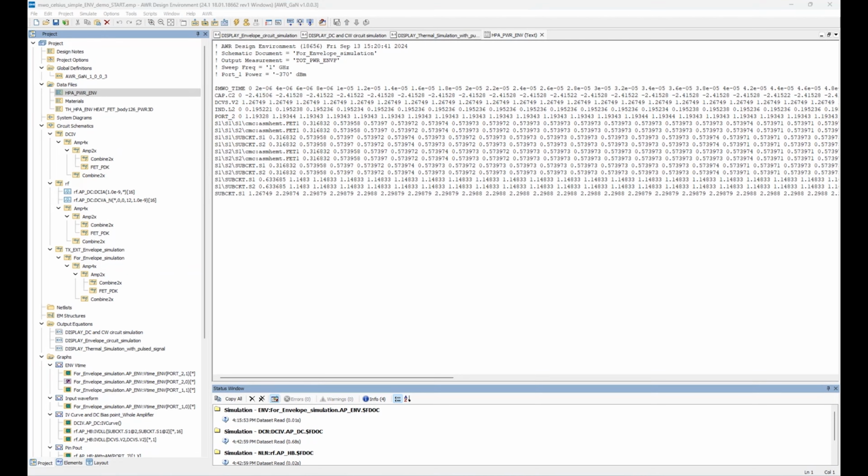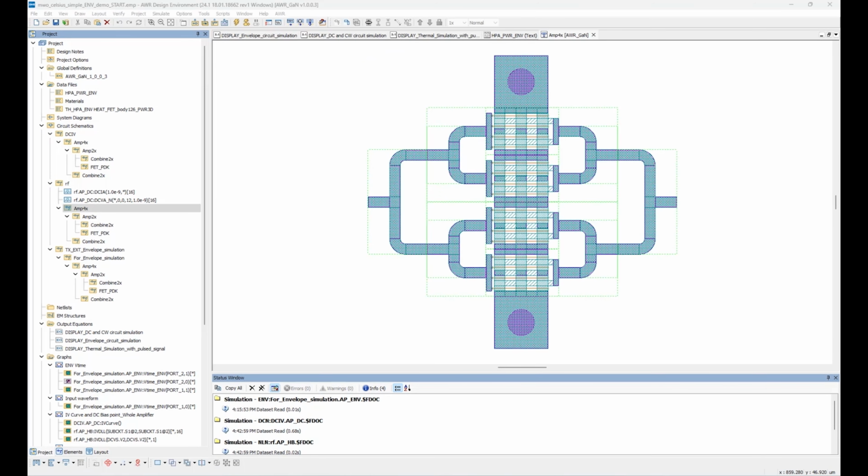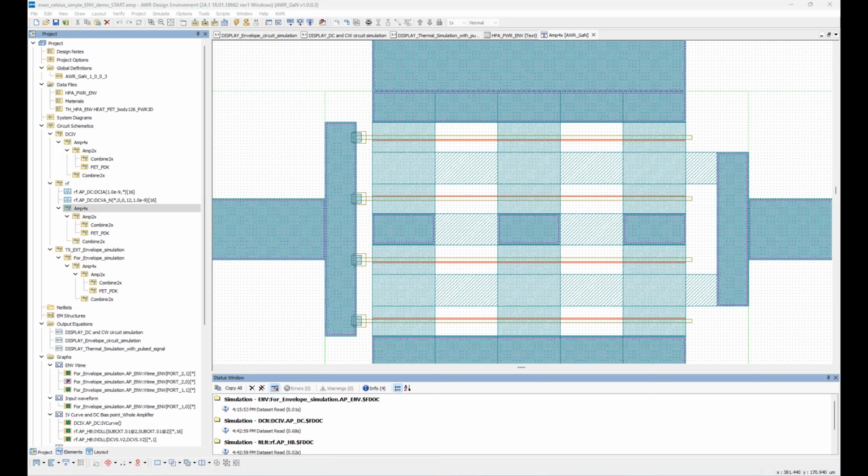Also required is a 3D geometry defining the physical structure, including definition of the locations where power is dissipated. In this case, in the vicinity of the gate finger of the transistors, highlighted here in red.